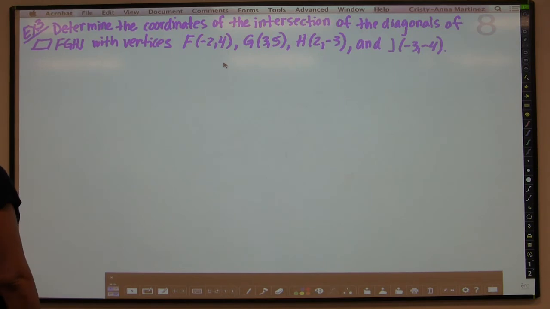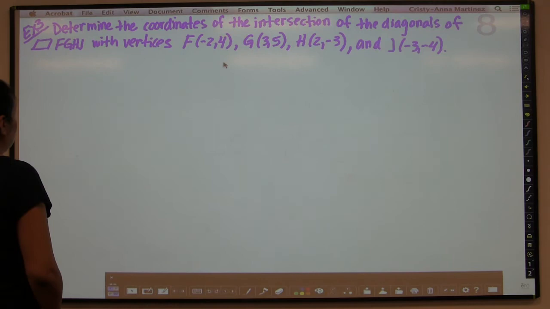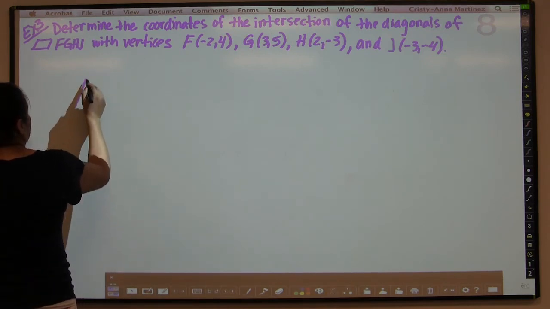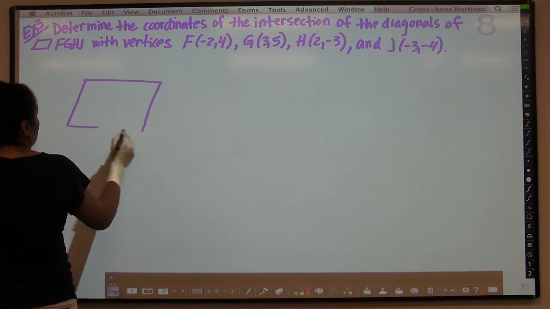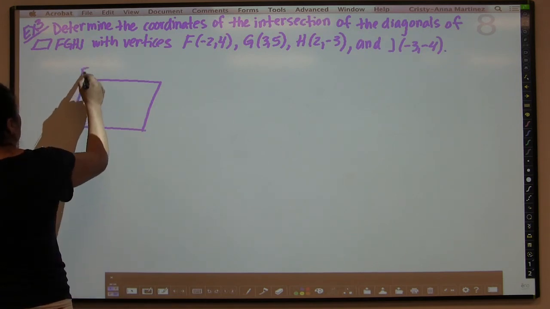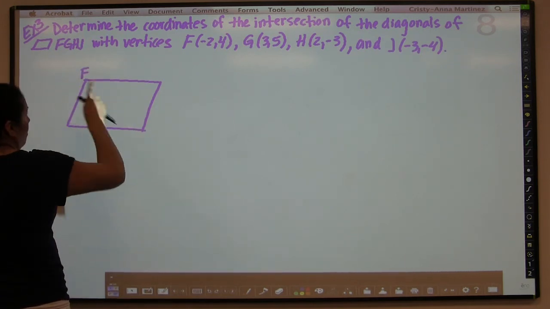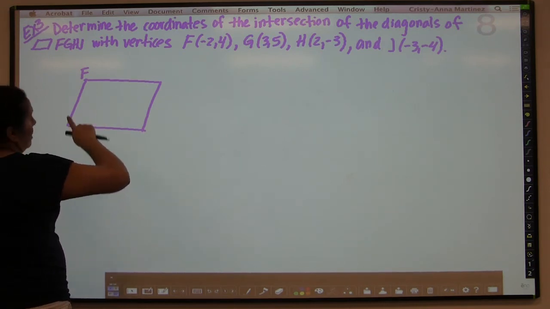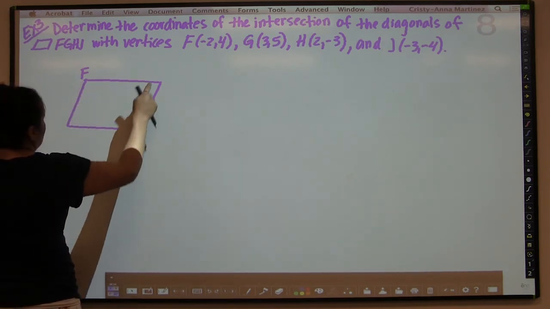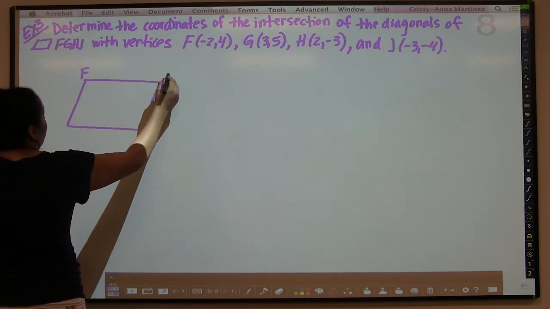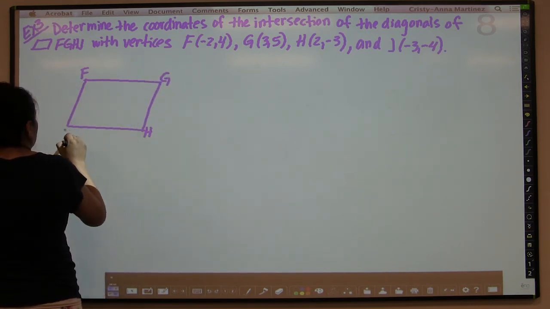It says determine the coordinates of the intersection of the diagonals of parallelogram FGHJ with the following vertices. Now we don't actually have to graph this parallelogram. It doesn't actually tell us to graph it, but what we do have to understand is where the diagonals are. So when you name a parallelogram, you have to go in a clockwise or counterclockwise direction, so in a circular direction. I can't go F, G, H, J in the wrong order. I have to go around the shape in order.